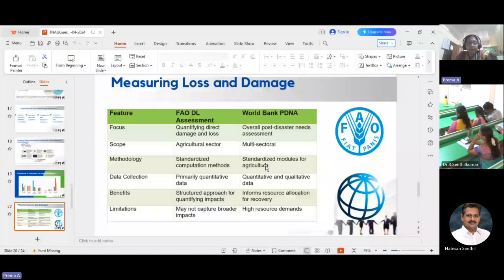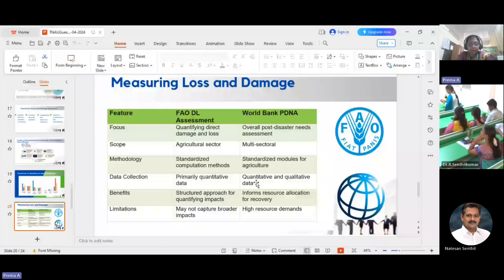And for data collection, in FAO we use quantitative data, whereas World Bank PDNA uses both quantitative and qualitative data. It is about how the quality of life has been affected. All those things are taken into consideration in the PDNA. The benefit is a structured approach for quantifying the impacts and informing mainly resource allocation for recovery. So how the resources need to be allocated for the recovery operations and other repair operations.